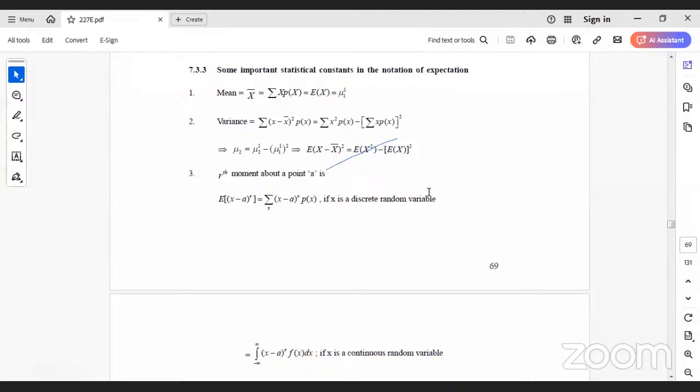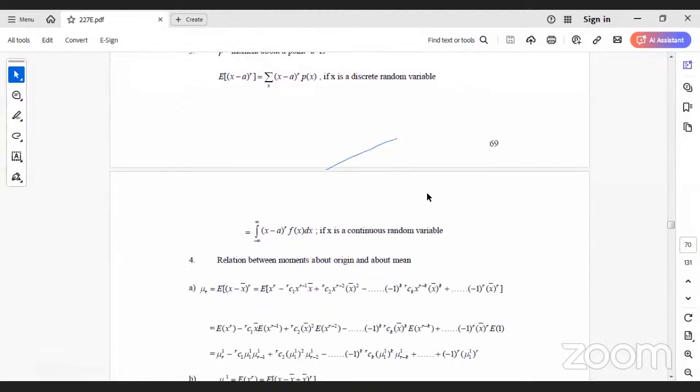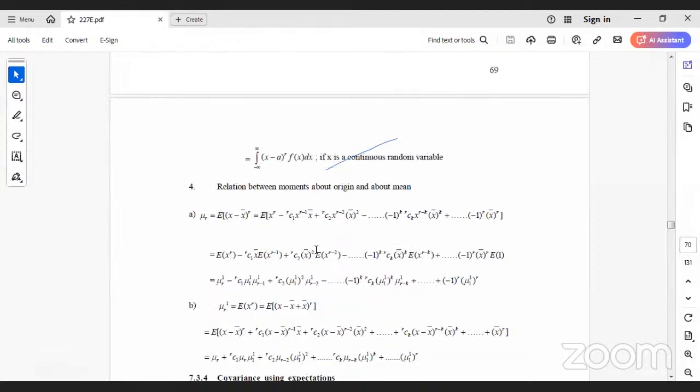The moment about the point A we are writing here: E of x minus A whole power r, summation of x minus A whole power r P of x if x is a discrete random variable. Integration from minus infinity to infinity of x minus A whole power r f of x if x is continuous. So summation is taken for a discrete random variable, and integration from minus infinity to infinity for a continuous random variable. The relation between moments about origin and about mean we have to discuss here.